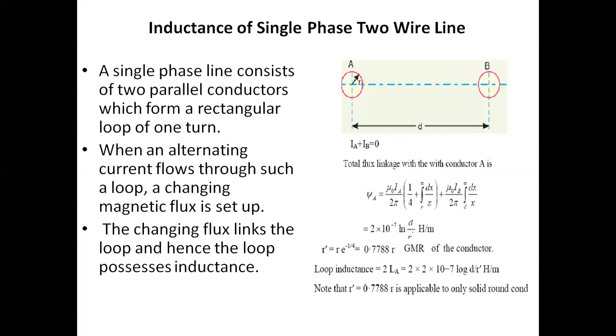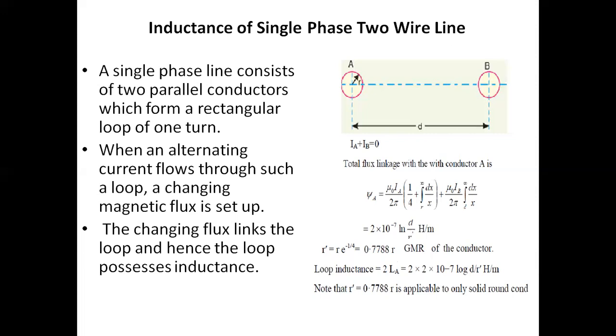You will get 2 into 10 power minus 7 ln d by r dash Henry per meter. Here d is the distance between the conductors. r dash is r into e power minus 1 by 4, so that is equal to 0.7788 into r, where r is the radius of the conductor. r dash is the geometrical mean radius of the conductor.